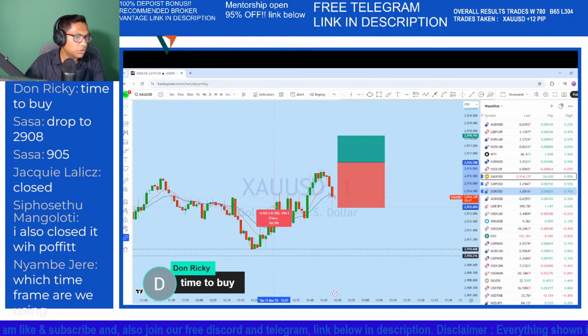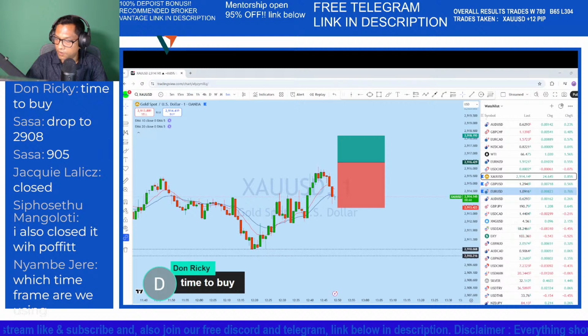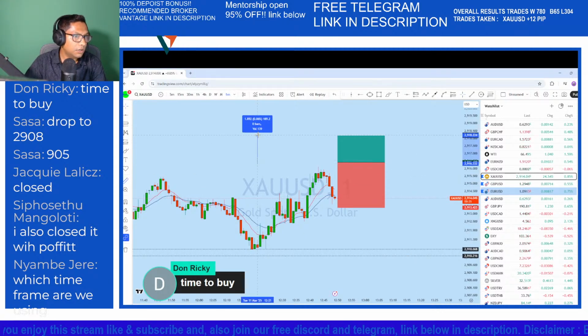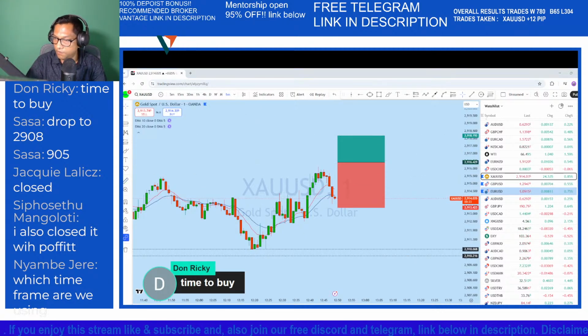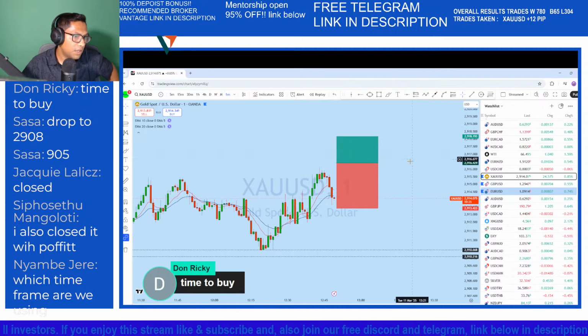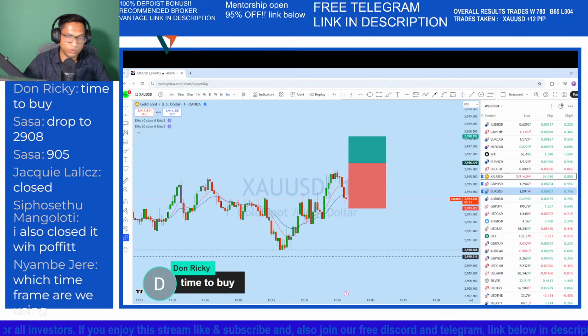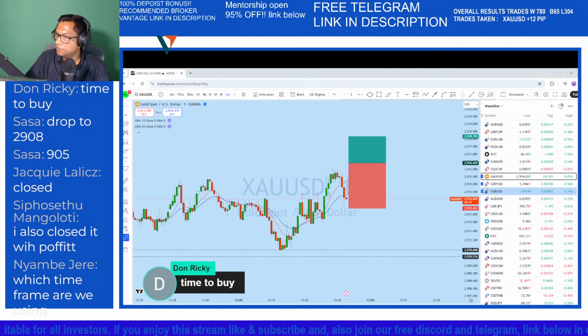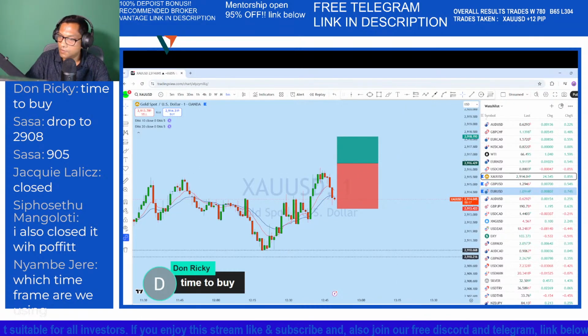So you're having around 30 pip. So we are targeting here, we'll be targeting 19 pip to see if it bounces. If it breaks this high, then we will be in the trade. This is a buy stop on XAUSD.